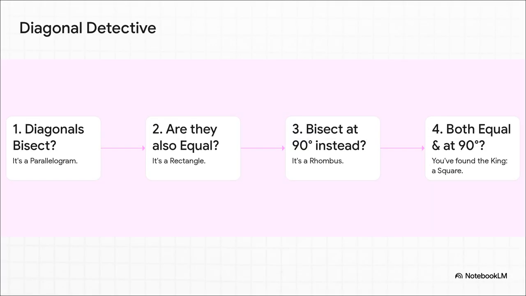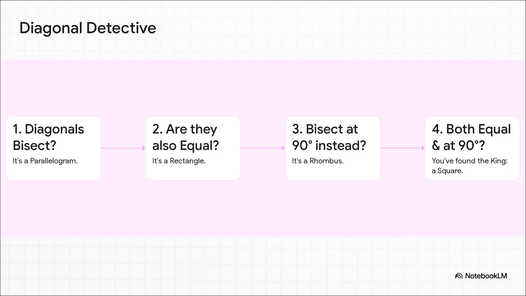And now for my favorite part, a little secret trick. Forget the sides, forget the angles. You can figure out which parallelogram you're looking at just by checking its diagonals. Seriously, if they cut each other in half, it's at least a parallelogram. If they're also equal in length, boom, it's a rectangle. If instead they cross at a perfect 90-degree angle, it's a rhombus. And if they do everything, they bisect, they're equal, and they cross at 90 degrees, you found the king.